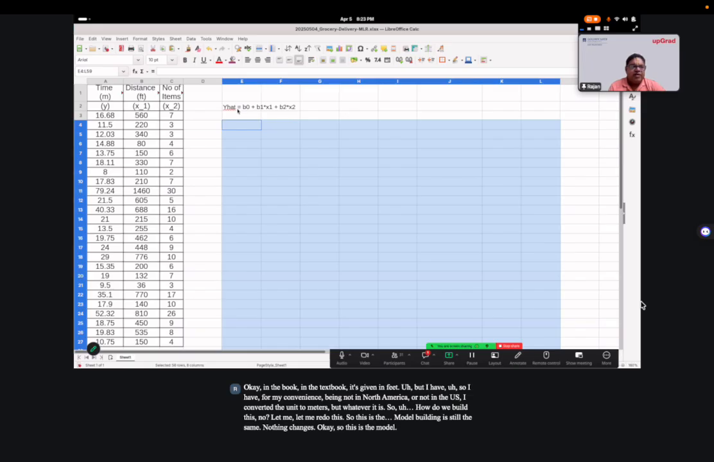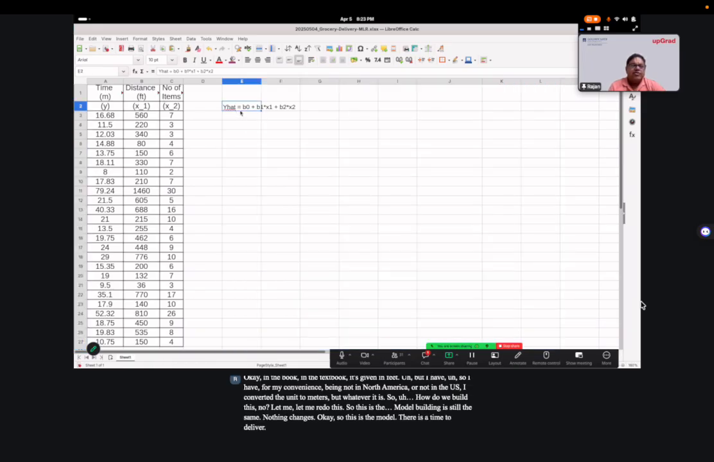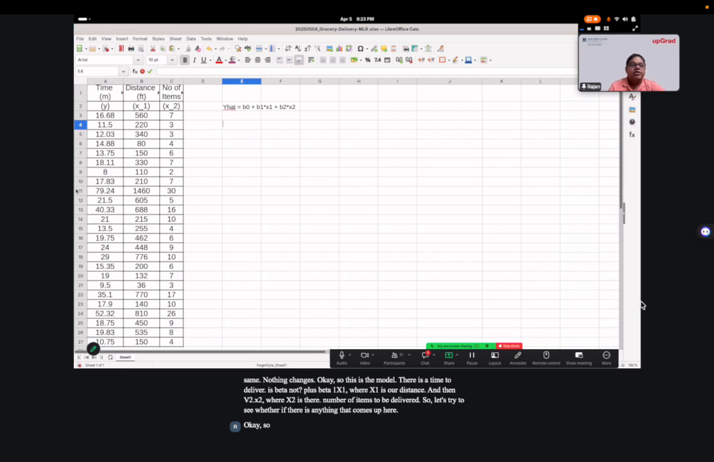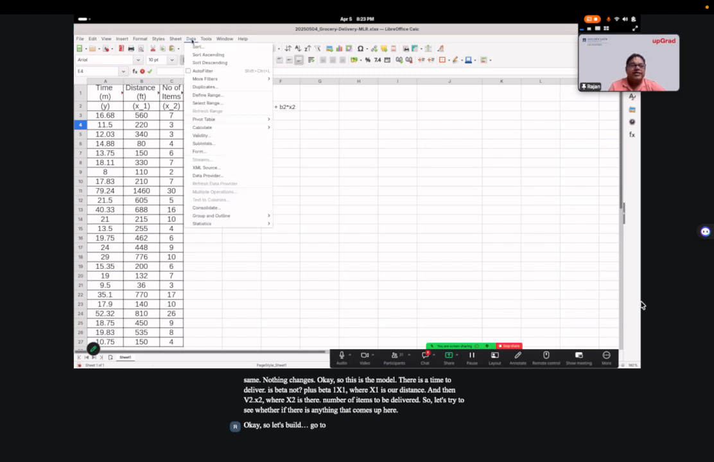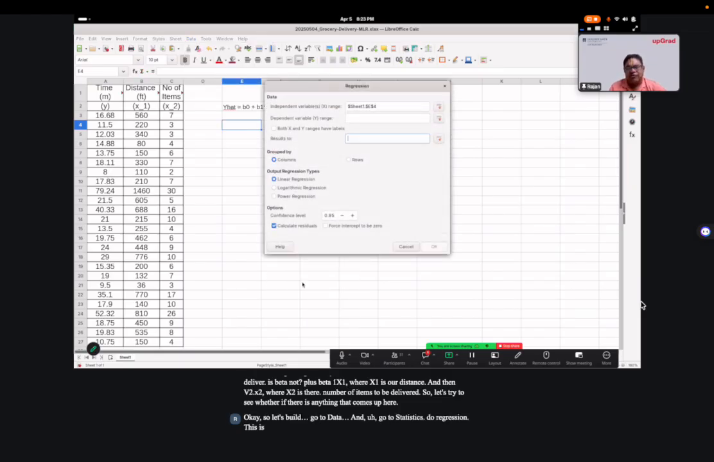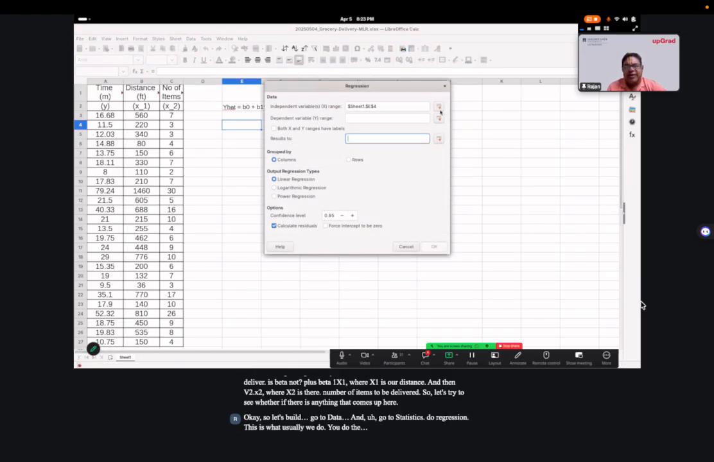That is, the time to deliver is beta naught plus beta 1 x1, where x1 is our distance, and then beta 2 x2, where x2 is the number of items to be delivered. Okay. So let's try to see whether there is anything that comes up here. Okay. So let's go to data, and go to statistics, do regression. This is what usually we do. You do the independent variables.